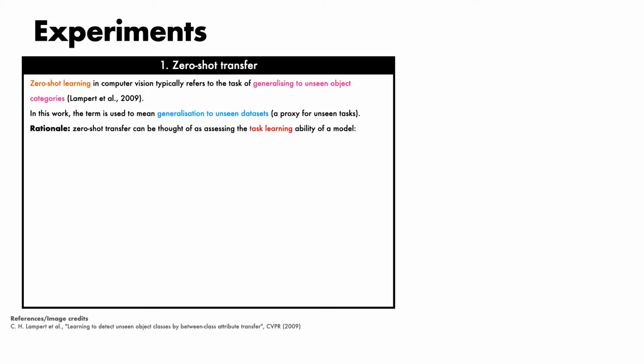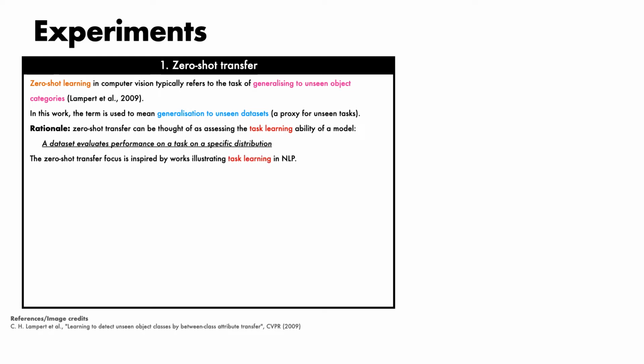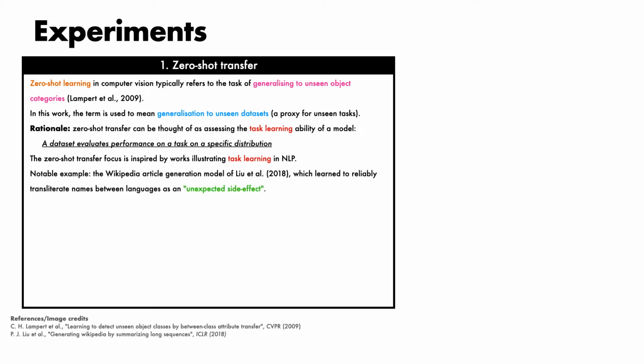The rationale behind this approach is that zero-shot transfer in this manner can be thought of as assessing the task learning ability of a model, since each dataset effectively evaluates performance on a given task on a specific data distribution. This approach is inspired by works that have explored task learning in NLP, such as the notable example of the Wikipedia article generation method of Liu et al., which, in the process of performing this task, learned to reliably transliterate names between languages. Here, for example, the name of the person of the generated article is transliterated by the model into Hindi as a side effect of its training.